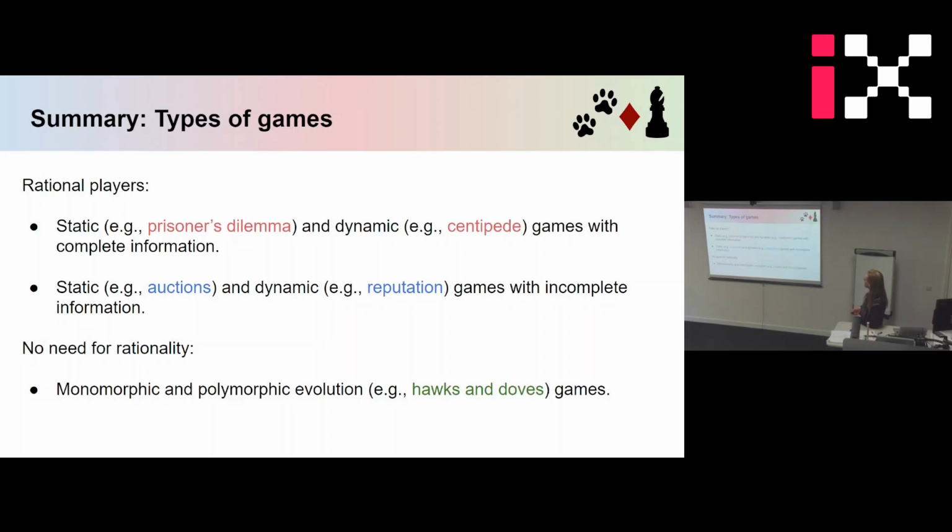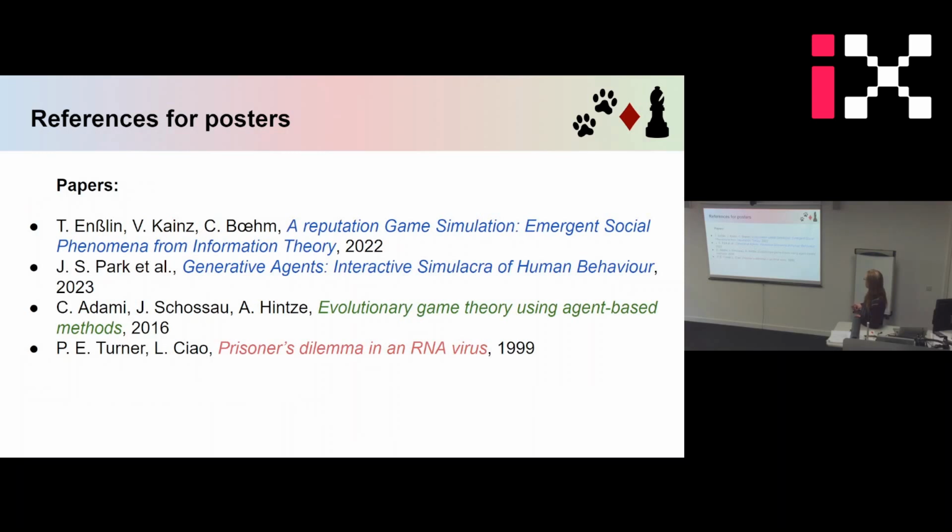And if you want to make a poster, you can do it within one of these categories, which would be an option. Another option: there are some of the posters we talked about. The first one, the reputation game. The second one is the one with ChatGPT. Then there's one paper here discussing why you should use agent-based models. And just as an example, there's this prisoner's dilemma with RNA viruses, which is also an evolutionary game.